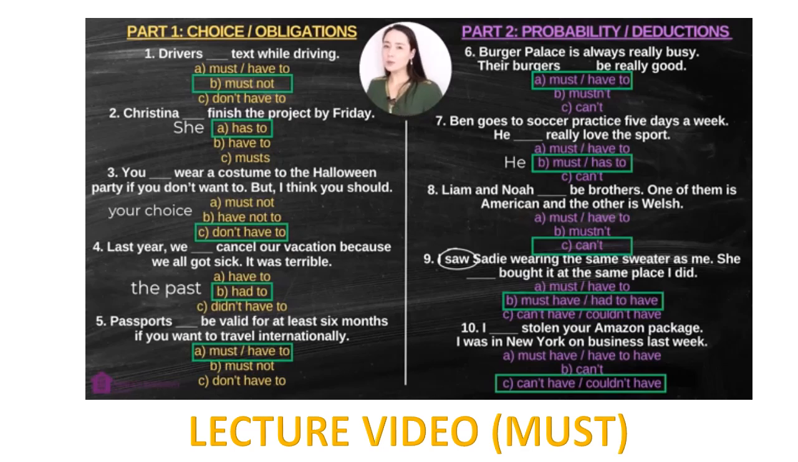Is it possible to use option C? Grammatically, yes, but it's a logical conclusion that the same product comes from the same store. Number 10, something wasn't possible. I was in New York last week. I can't be in 2 places at the same time.